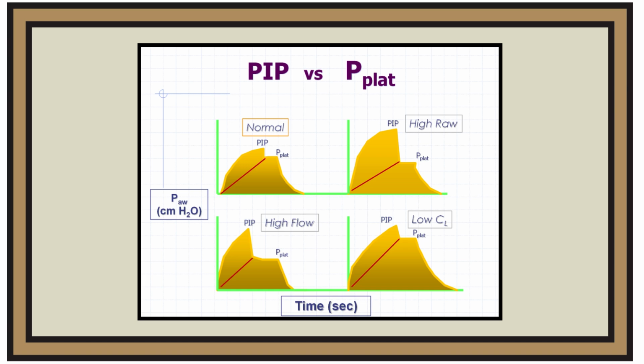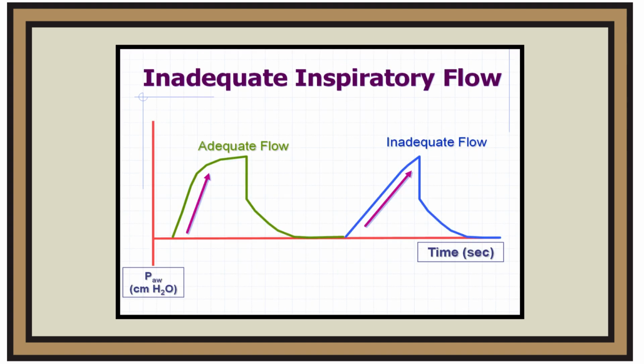And finally, decreased lung compliance, an increase in the plateau pressure, and a corresponding increase in the PIP is consistent with decrease in lung compliance. A pressure versus time curve can also detect inadequate flow that is indicated when the pressure rises very slowly or sometimes is indicated when there is a depression in the inspiratory limb of the pressure contour.